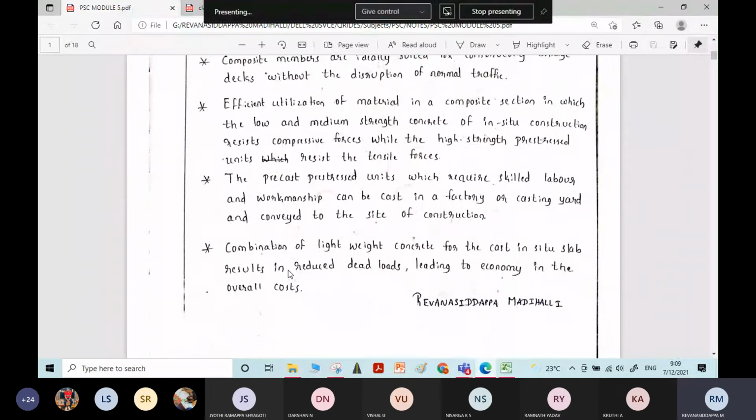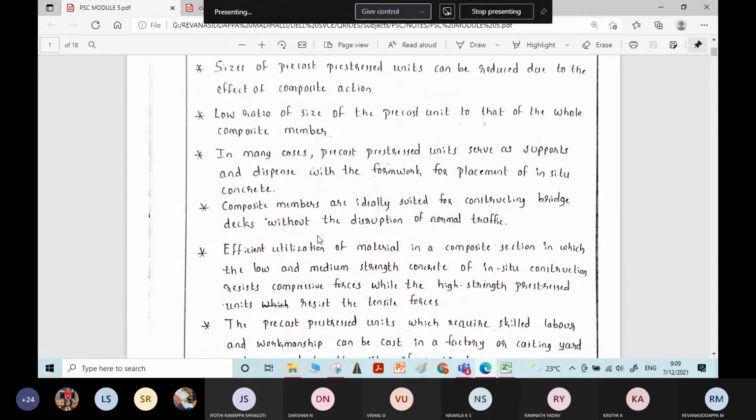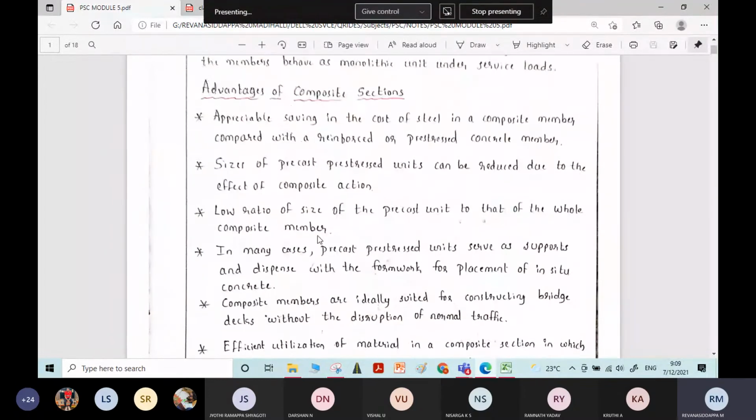Then the next advantage we have is efficient utilization of the material in a composite section. When you take a girder of any bridge, on one side it will be subjected to compression, and on another side it will be subjected to tension.